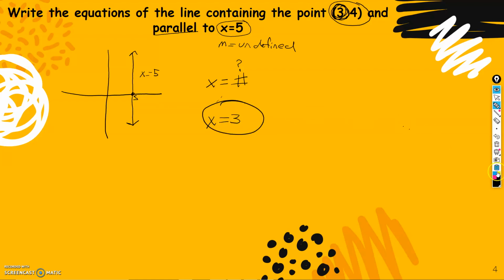So our line, blue is a fun color. So our line is also a vertical line, but it's just through the point x is 3. So the blue line is our line. The black line was the line we wanted to be parallel to. X equals 3 is our equation. X equals 5 is the original equation, and we're done.